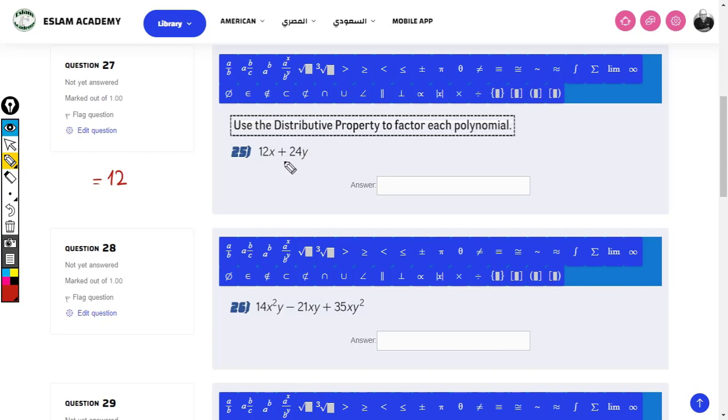If you look at the variable, you will not find any common variable. So 12 is the common factor. Now just divide each term by 12. 12x divided by 12 equals x. Plus 24 divided by 12 equals 2, and just write the variable without any change. So it will be 12 multiplied by x plus 2y.